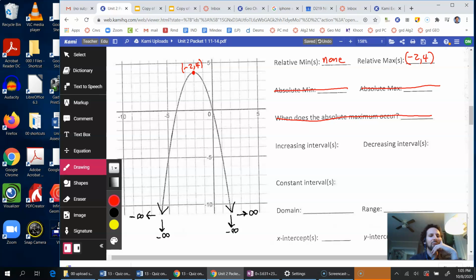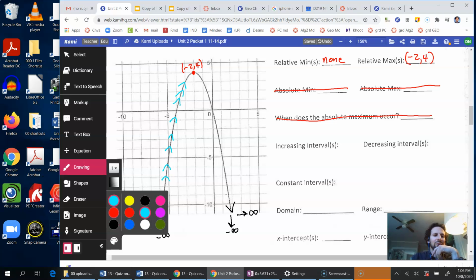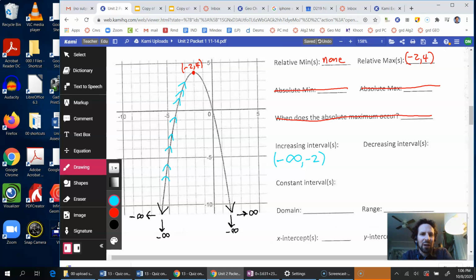Where's the increasing interval? Where is the graph going up from left to right? We see that the graph is increasing on this interval, and we always describe the intervals using our x values. So from negative infinity all the way until -2, that x value, the graph is increasing. Let's write that. From negative infinity until -2, the graph is increasing. And we use parentheses here. We'll always use parentheses for increasing and decreasing intervals.